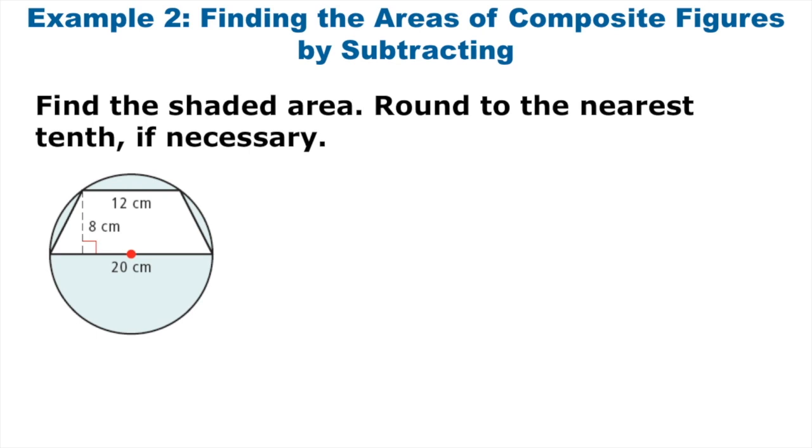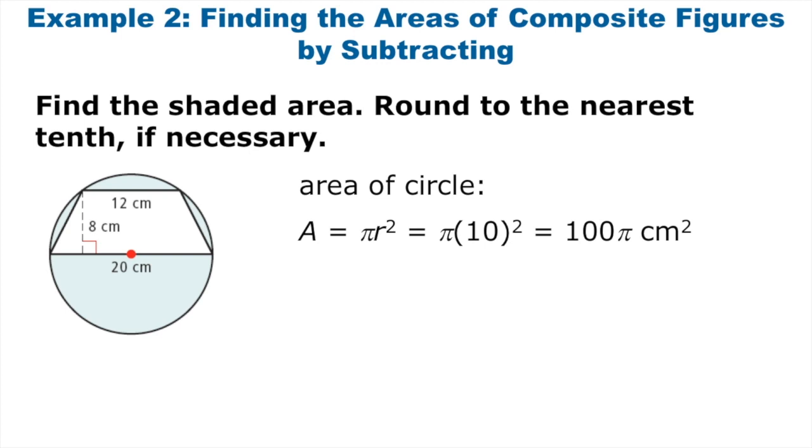In this example, we're going to have to find the area of the circle and take out the area of the trapezoid since we only want to find the shaded area and the trapezoid is not shaded. So we're going to start by finding the area of the circle. The area formula for a circle is pi r squared. Since the diameter is 20, we know that the radius will be 10. So pi times 10 squared is 100 pi, and the area would be 100 pi centimeters squared.